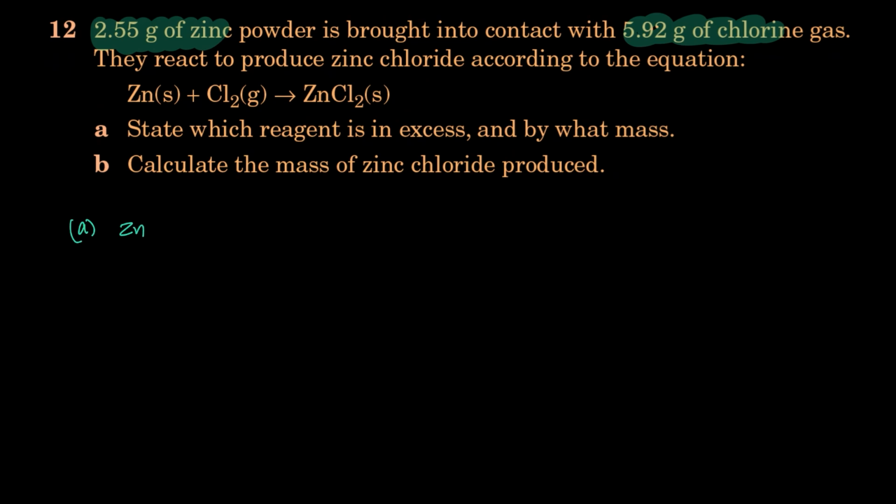Let's say you start off with zinc. First you convert zinc to the number of moles. That's 2.55 over the Ar of zinc, which leads you to the molar mass of zinc. I think it's 65.4. Yes, it is 65.4. So this turns out to how much? 2.55 divided by 65.4 gives you 0.03899 moles of zinc. So that's the moles of zinc you have.